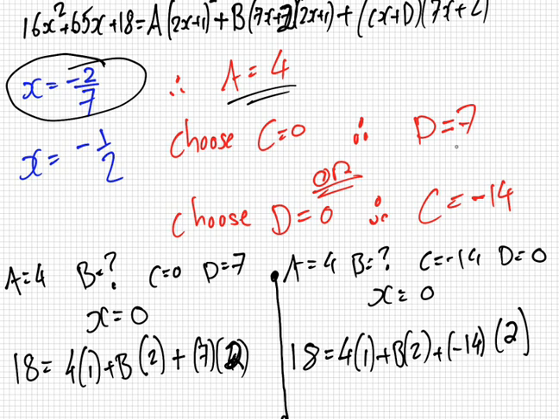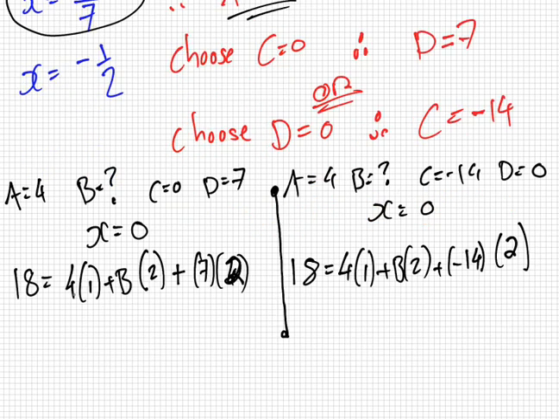Well, now you have 2 choices for B. Yeah, because of the 2 choices for C and D. So in this one here, what do I get for B? Let's see. That's 14. Is that right? 14 minus 14. Yeah, so B is 0.